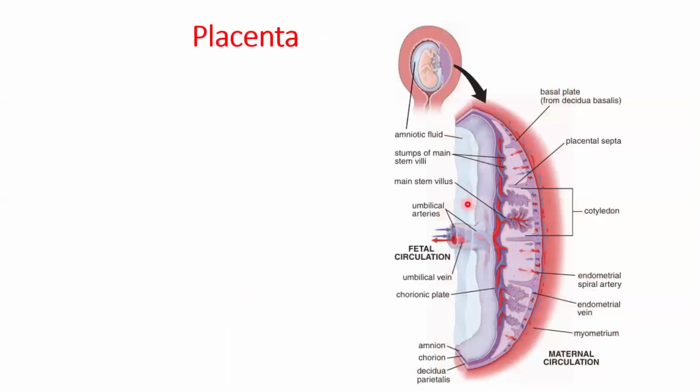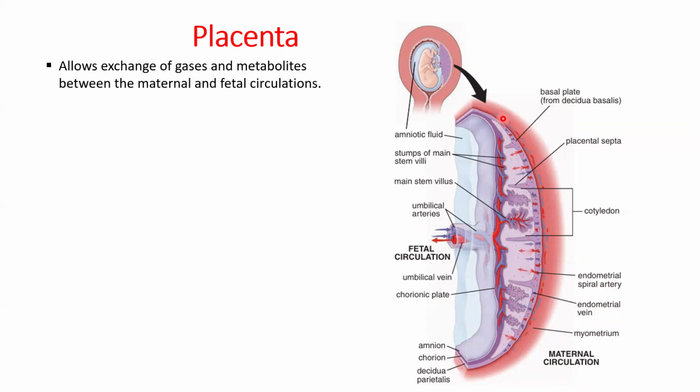So let's talk about what happens after fertilization and implantation. We'll have a placenta. As you can see, this is the myometrium, and then this is the placenta. The placenta is formed by two parts.